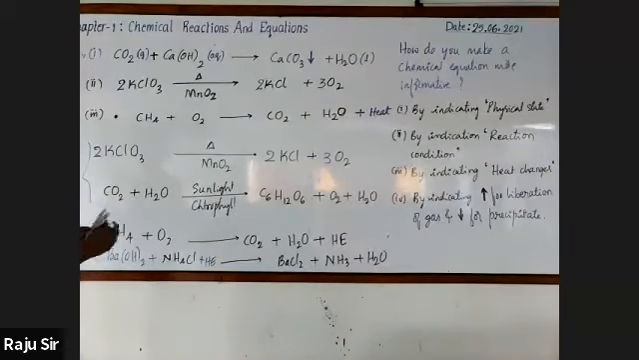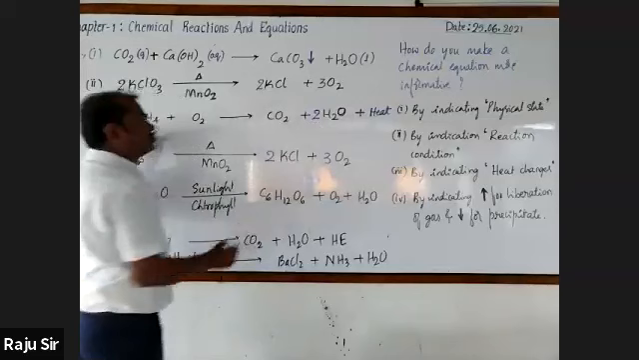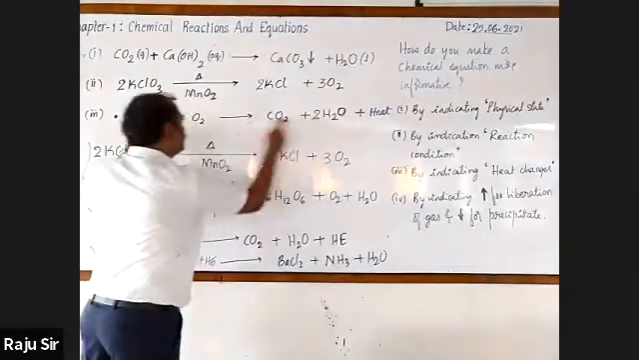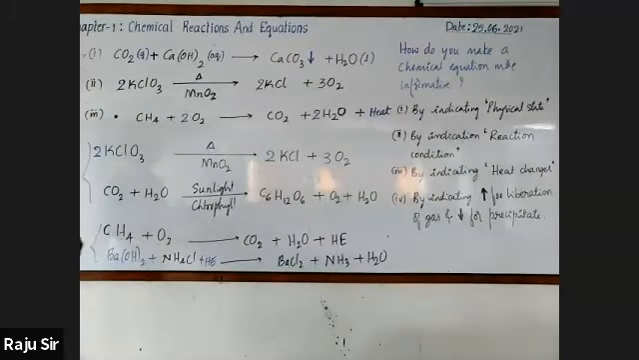Here you may go for balancing it. How do you balance? Hydrogen 4 here, 2 here, so just multiply. Hydrogen is balanced. Oxygen: here 2, here 2, 2 plus 2, 4. Here only 2, so multiply it by 2. Carbon 1 atom, 1 atom. It is balanced.